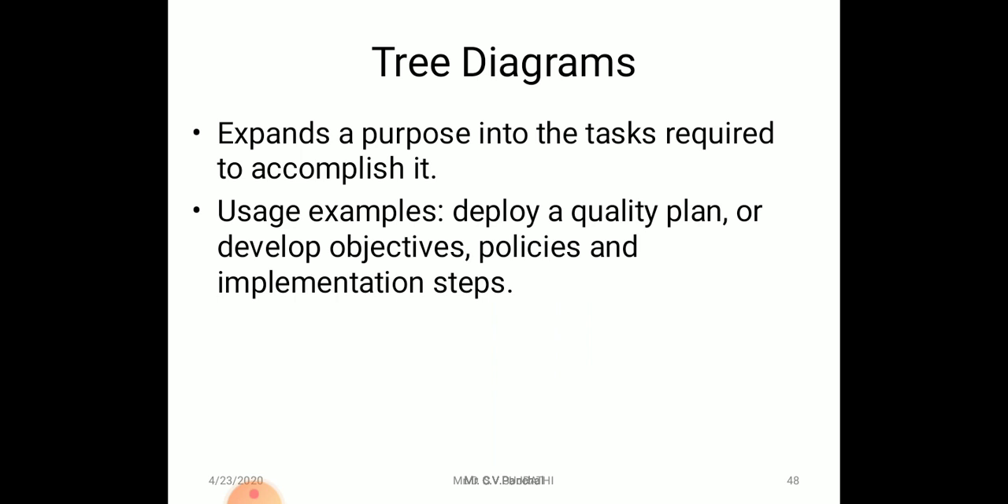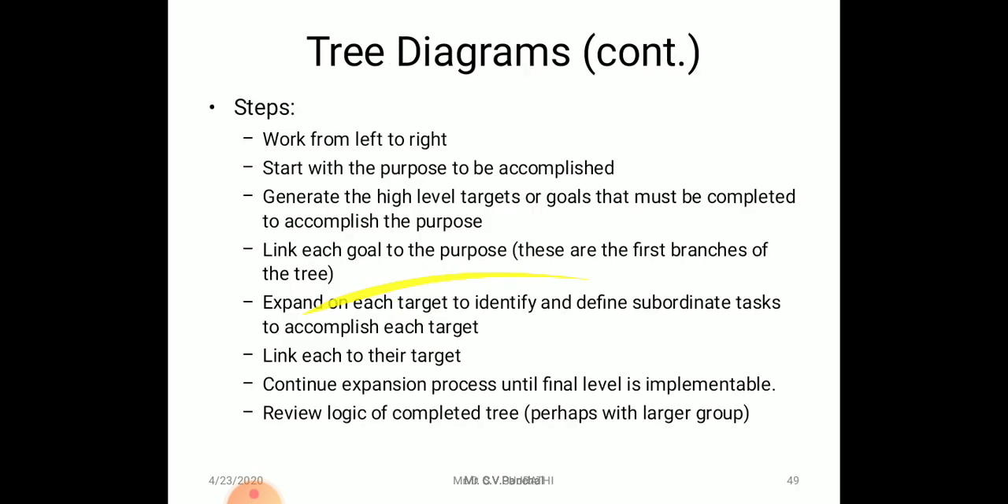So it is like setting a goal and then finding out the means by which we want to achieve the goal. So tree diagram is nothing but expands a purpose into the task required to accomplish it. So there is an expanding of the purpose. Uses example: deploy a quality plan or develop objective policies and implementation steps. So one example is taken here for consideration.